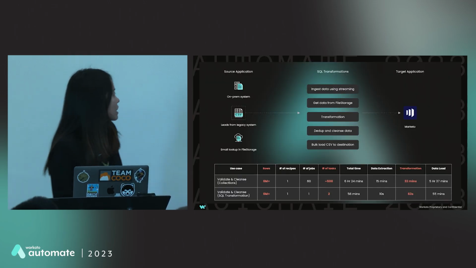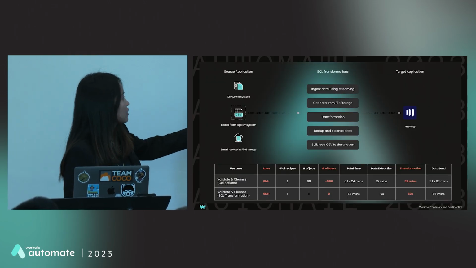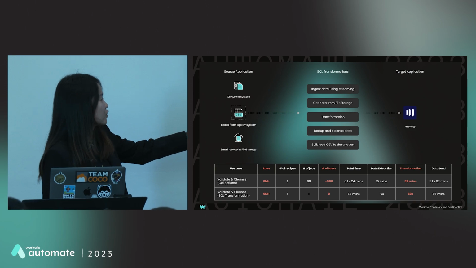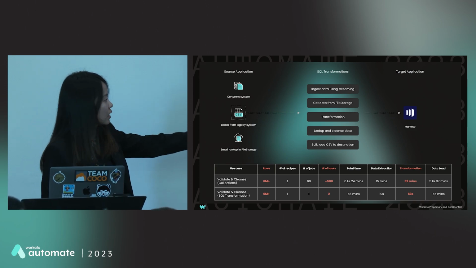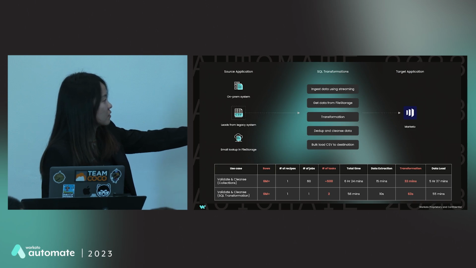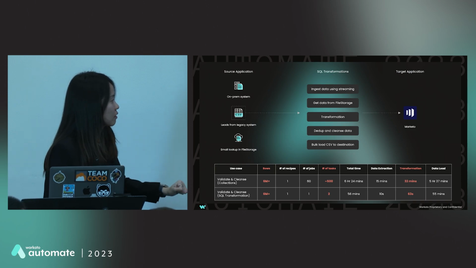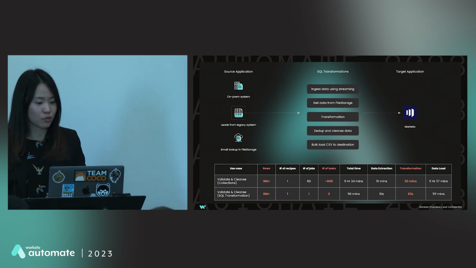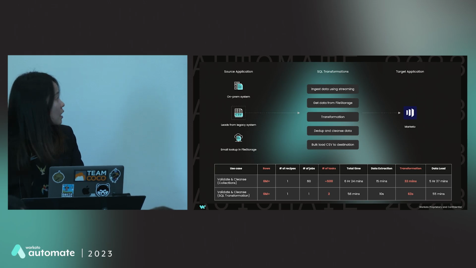So you can see, just using this SQL transformation and file storage together, we're taking 500 tasks to become 2 tasks, and the amount of time taken is significantly reduced as well, right? In terms of total time, as well as the amount of time taken for transformation. So huge improvements across the board, right?